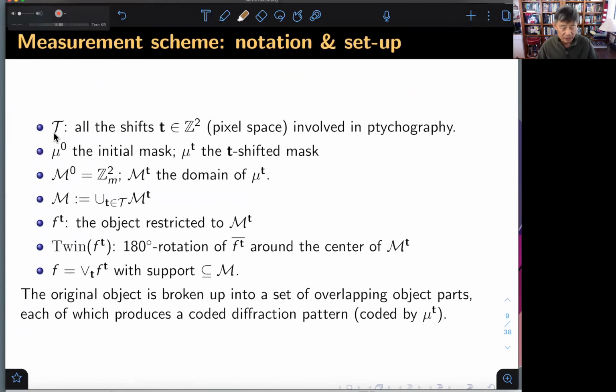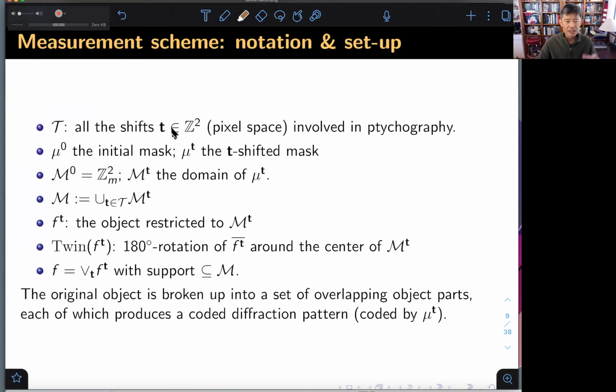First of all, I have to look at all the shifts I'm going to have, and I'm going to give myself a great degree of freedom to design the shift. It doesn't have to be raster scan. So I'm going to collect in the script T all the shifts I'm going to use in my ptychography, starting from the initial one. Right? So pick any initial one, and I can shift it. Okay. So raster scan, you can say, is generated by some cyclic group of two generators. Okay, I'm going to put a 0 here as the initial mask location.